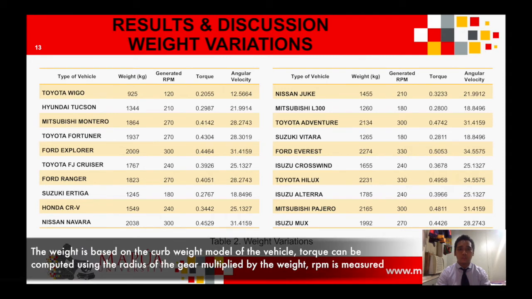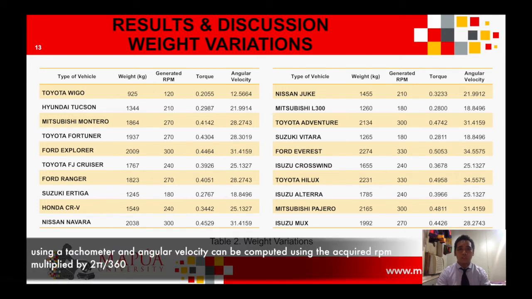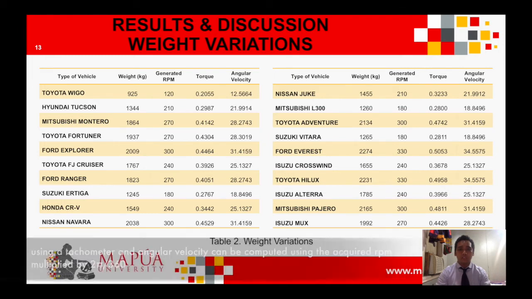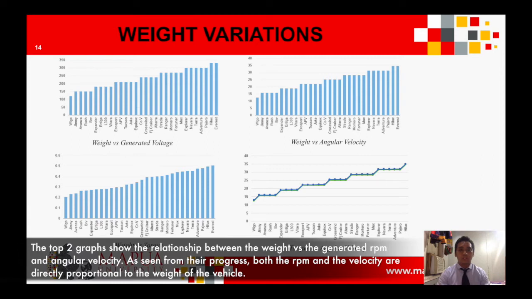Torque can be computed using the radius of the gear multiplied by the weight. RPM is measured using the tachometer, and angular velocity can be computed using the acquired RPM multiplied by 2 pi over 360. The top two graphs show the relationship between the weight versus the generated RPM and angular velocity. As seen from the graphs, both the RPM and the angular velocity are directly proportional to the weight of the vehicle.